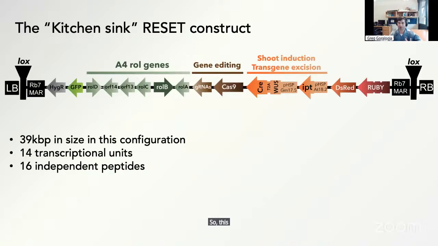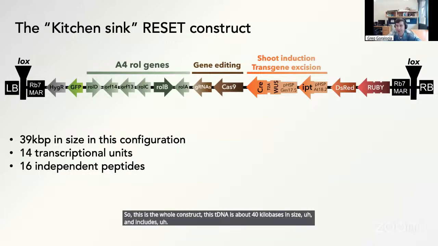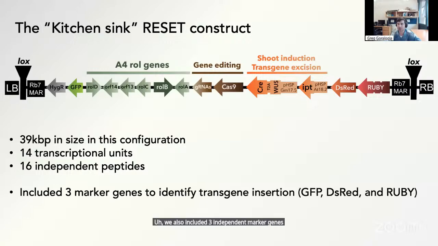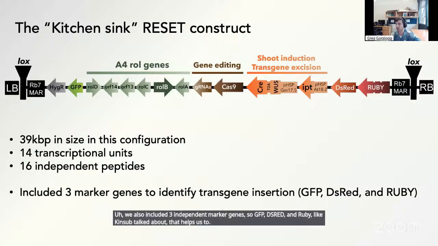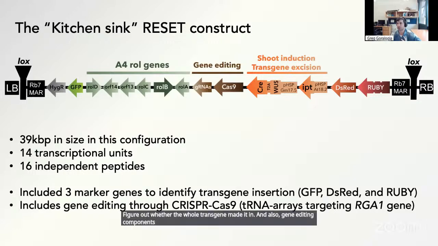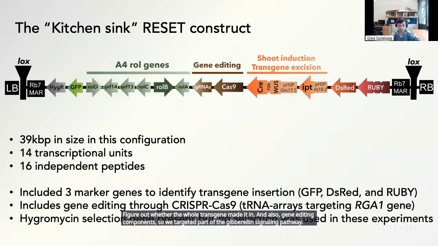So this is the whole construct. This tDNA is about 40 kilobases in size and includes 16 independent peptides. We also included 3 independent marker genes, so GFP, DSRED, and Ruby, like Keunsub talked about. That helps us to figure out whether the whole transgene made it in, and also gene editing components. So we targeted part of the gibberellin signaling pathway. We also included a hygromycin resistance gene, but for what I'm going to show you, we didn't apply any selection.